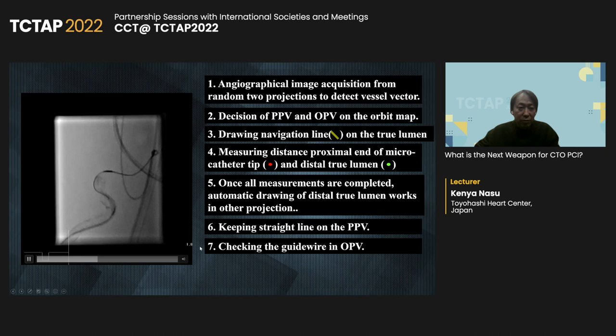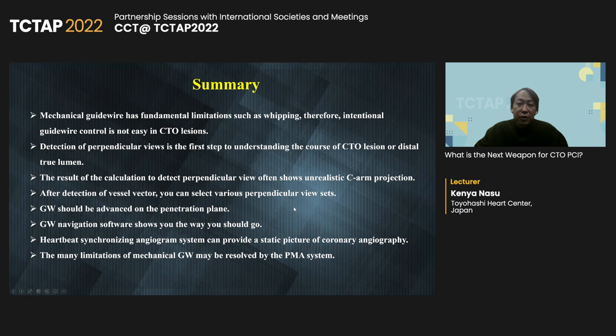So this is a summary of this presentation, this session. The mechanical guide wire has fundamental limitations, such as whipping. Therefore, intentional guide wire control is not easy in the CTO regions. So detection of the perpendicular view is the first step to understand the course of the CTO region or the distal lumen. The result of the calculation to detect the perpendicular view often shows an unrealistic CM projection.